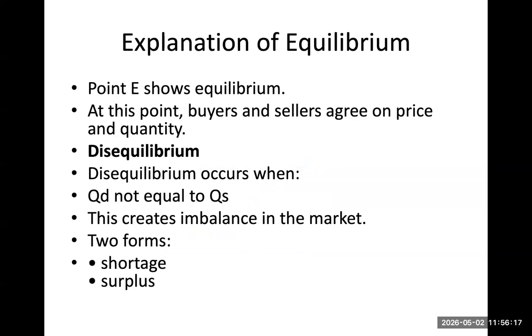So we are saying that at this point, buyers and sellers agree on price and quantity. We can also get a situation whereby there's a disequilibrium. Disequilibrium occurs when quantity demanded is not equal to the quantity supplied. This creates imbalance in the market. There are two forms of disequilibrium: shortage or surplus.